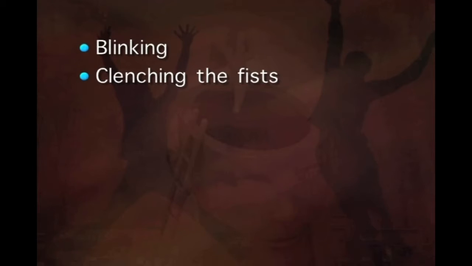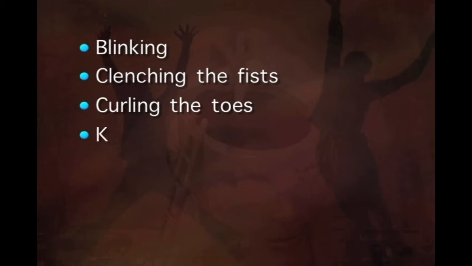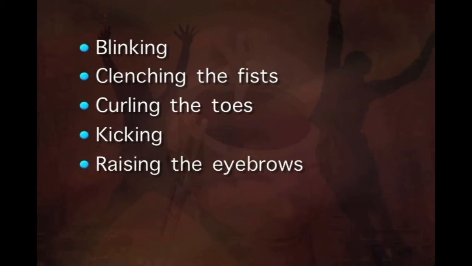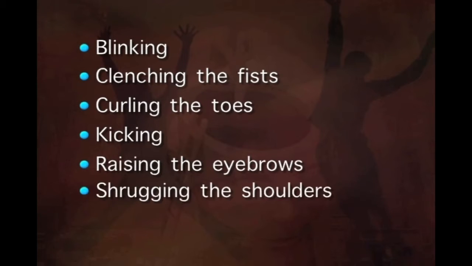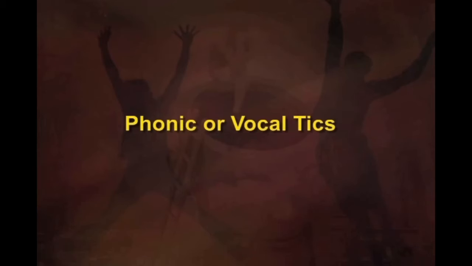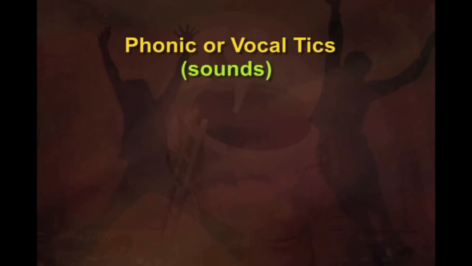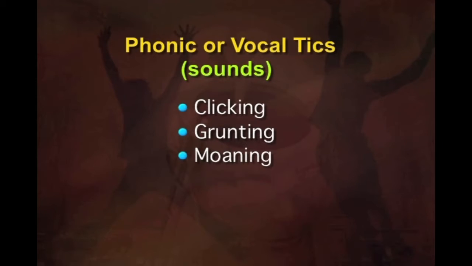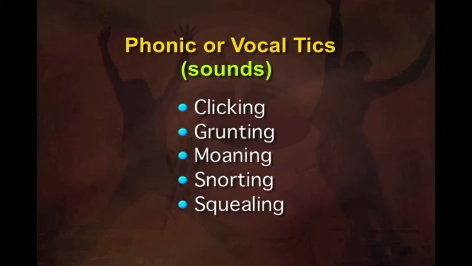When I say motor tics, that is related to bodily movements. For example, blinking, clenching of the fists, curling the toes, kicking, raising the eyebrows, shrugging the shoulders, sticking out the tongue. Similarly, tics may also involve phonic or vocal tics. That means these tics are related to sounds. For example, clicking, grunting, moaning, snorting and squealing.